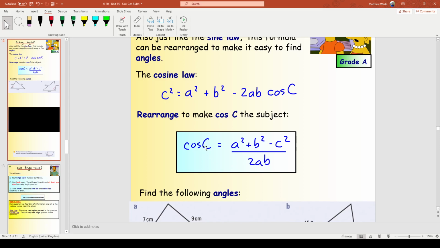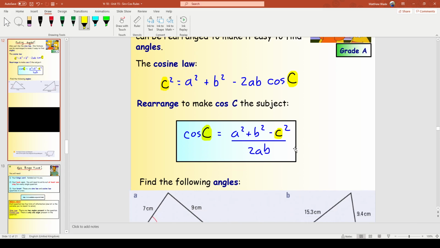C is the angle that you're after, so C is the important letter. I'm even going to highlight it to show you. C is the angle that you're after, and little c is the side opposite. Just like in the last case, where little c and big C were the only letters that matter, same deal when it's rearranged for angles.